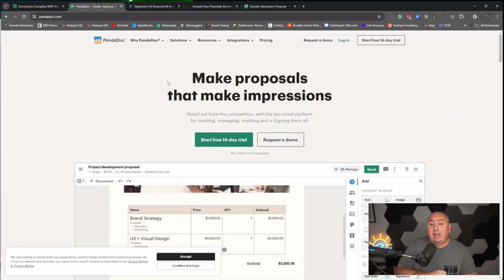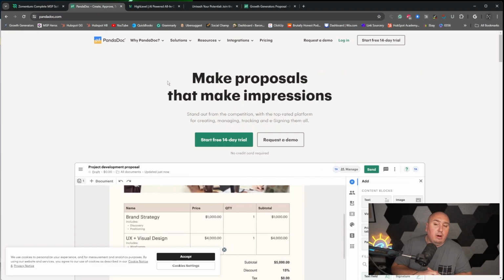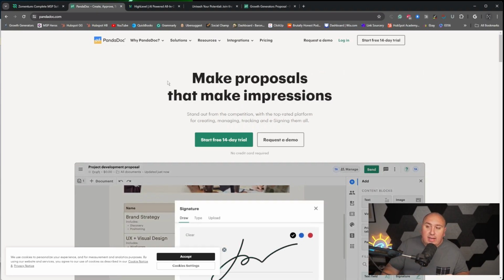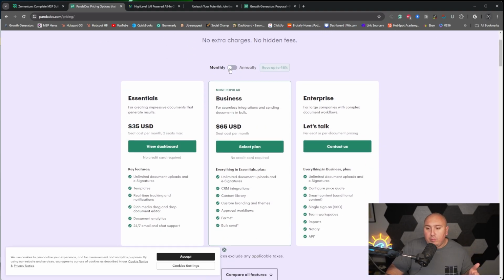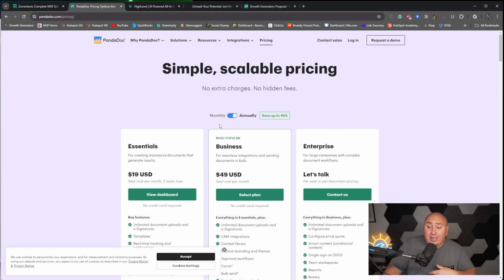Now, if you don't already have a CRM that can send out a proposal, PandaDoc is fantastic. It's usually about $20 to $30 a month, depending on when you buy and how much you buy. But it's a fairly priced software. I think it's really, really good. It makes great proposals. They have hundreds and hundreds of templates in there. You'll have to tweak and modify it.